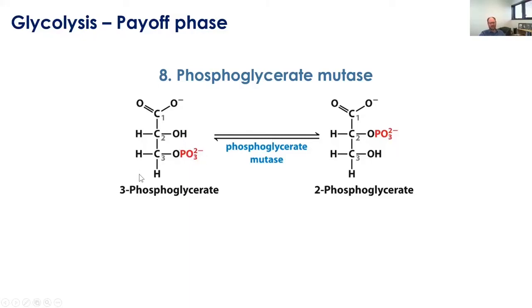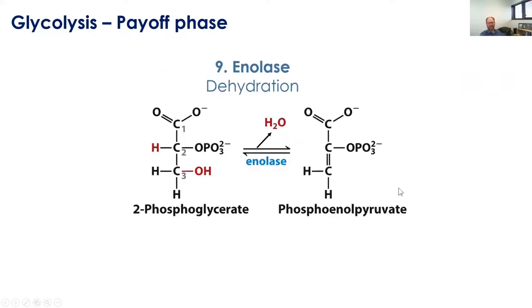So 3-phosphoglycerate mutase is the reaction here, and that ultimately makes this 2-phosphoglycerate. So the enolase reaction then takes this 2-phosphoglycerate that we just formed, and it makes our very high energy phosphoenolpyruvate. This is the molecule that allows us to form our final set of ATPs in the next step.